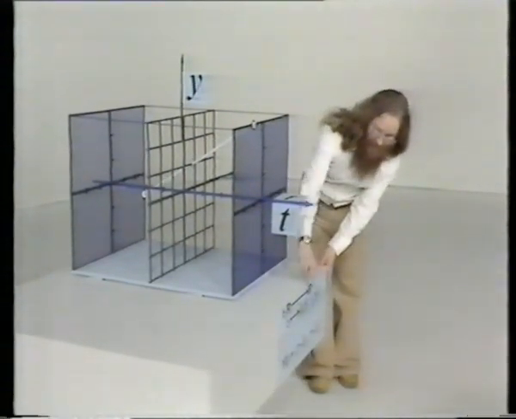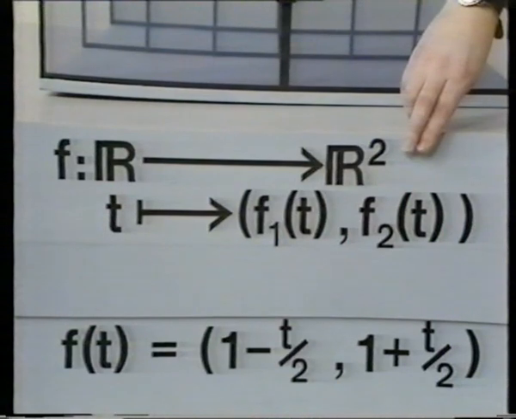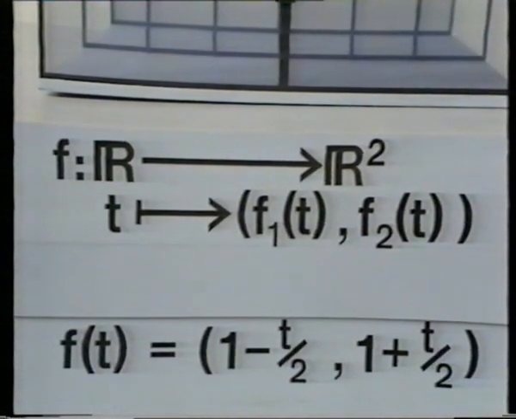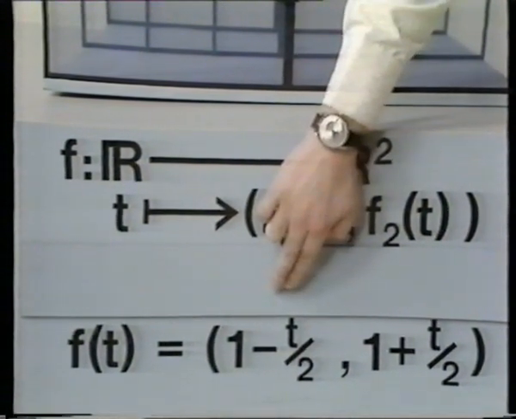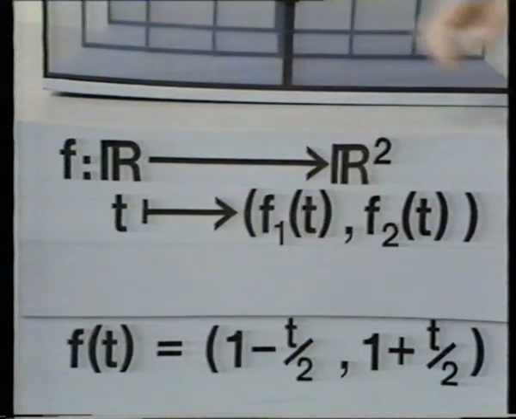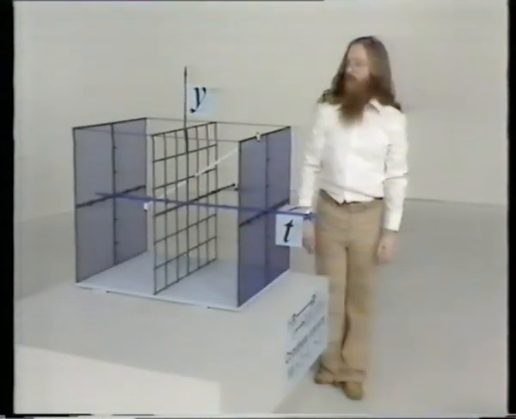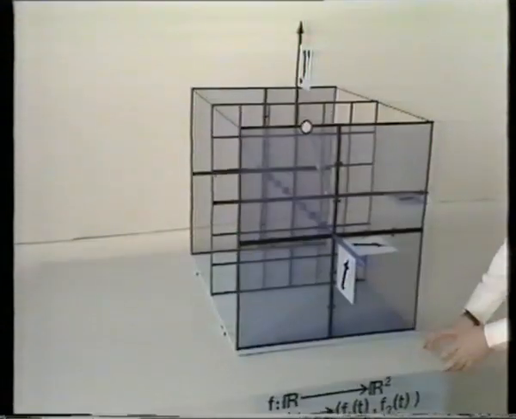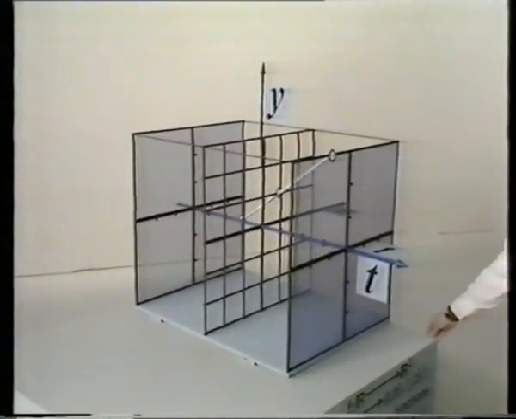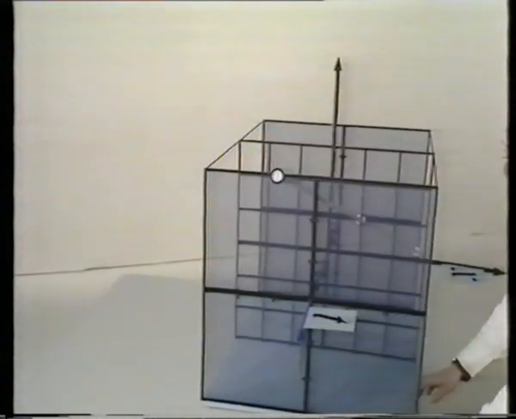Remember, a function gives a value f1 of t for the first coordinate and a value f2 of t for the second coordinate. So f1 and f2 are functions from R to R, and in this particular case, f1 maps t to 1 minus a half t. Well, we call these two functions the coordinate functions of f. Well, can we somehow use this representation and split it up to get pictures of the coordinate functions separately? In fact, we can, because concealed in this model are the graphs of both coordinate functions.